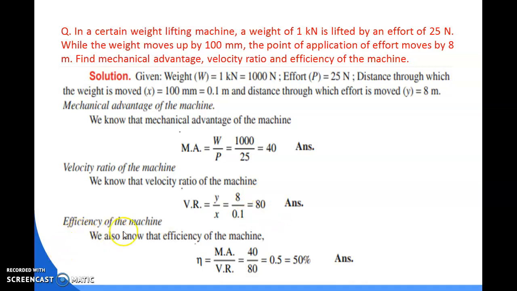So now we can find out the efficiency. As per the relationship between efficiency, MA and VR, mu is equal to MA by VR. So MA value we got 40 and VR value we got 80. So 40 by 80 will be 0.5. And we know that the efficiency should be expressed in percentage. So by multiplying 100, we will get the efficiency of this lifting machine will be 50%.